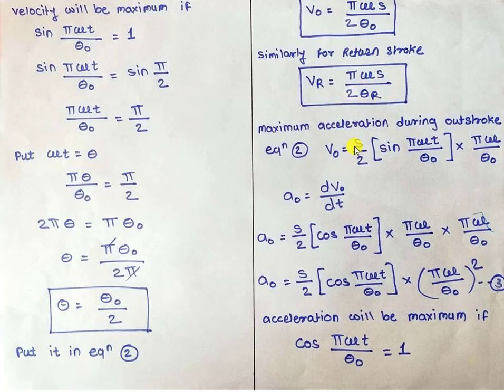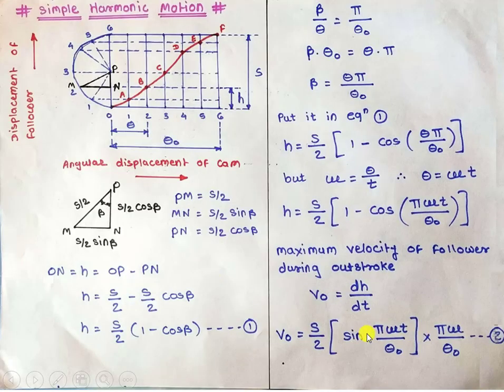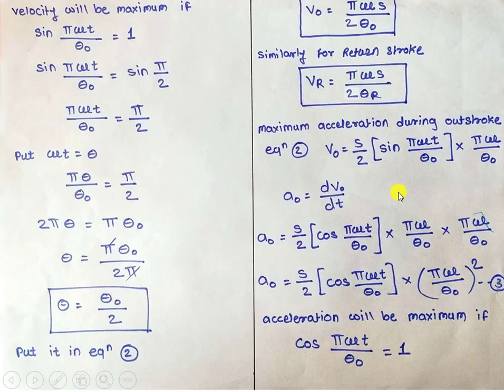Now to calculate the maximum acceleration during outstroke, we need to differentiate equation number 2. So this is equation number 2, and this equation is for velocity. If we differentiate it, the maximum acceleration during outstroke can be calculated as dv upon dt, which is S by 2 cos pi omega t divided by theta O multiplied by pi into omega divided by theta O multiplied by pi omega divided by theta O. So here we will get the square term. We will label it as equation number 3.